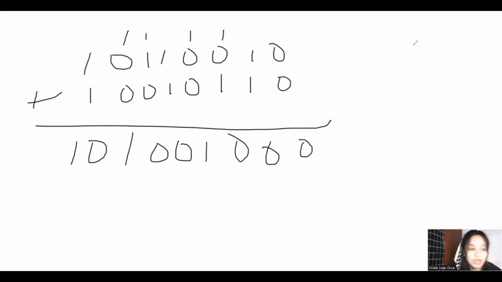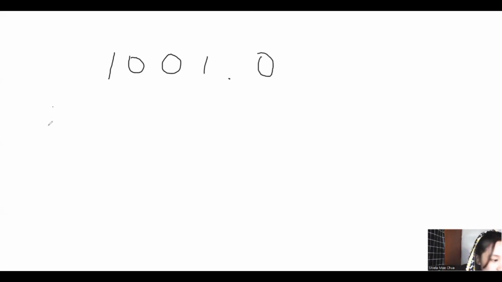Now, we're done in giving examples on binary additions with carryover bits. I will also give examples with fractional binary numbers. So how will we add fractional binary numbers? We have an example here, 1001.0 plus 11.1.